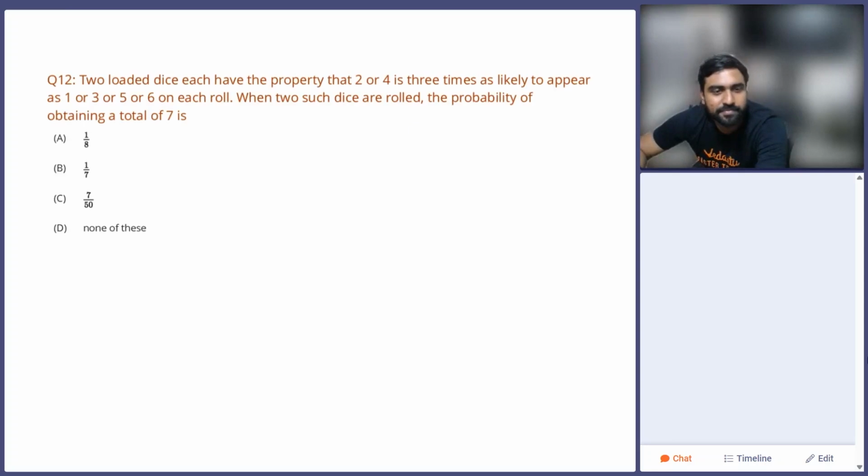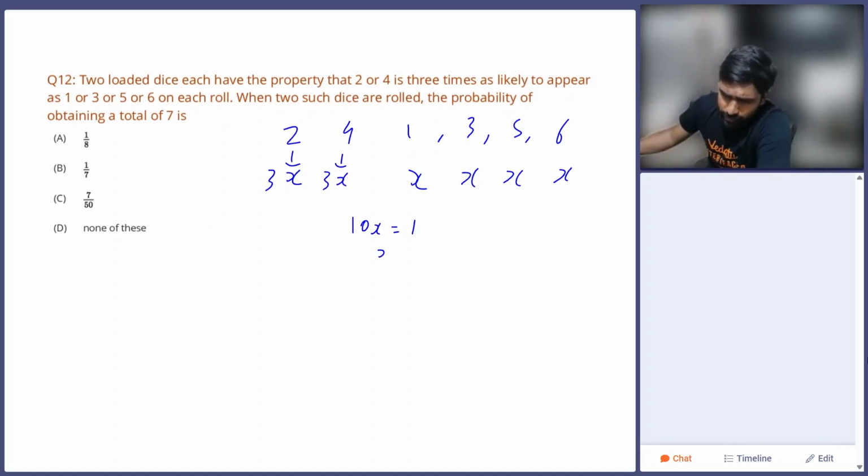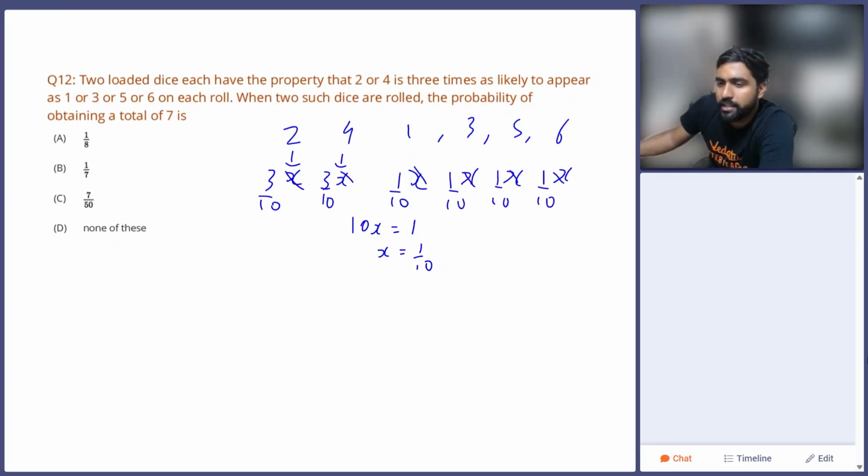Moving on. Two loaded dice, basically manipulated, biased dice, have the property that 2 or 4 is 3 times as likely as 1, 3, 5, 6 on each roll. So if the probability of 1, 3, 5, 6 is x, then the probability of 2 and 4 is 3x. Total probability has to be equal to 1, so x will be 1 by 10. That means the probability of 2 and 4 is 3 by 10 each, and for 1, 3, 5, 6 it is 1 by 10 each.